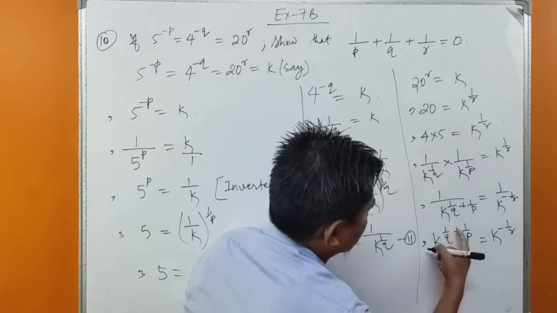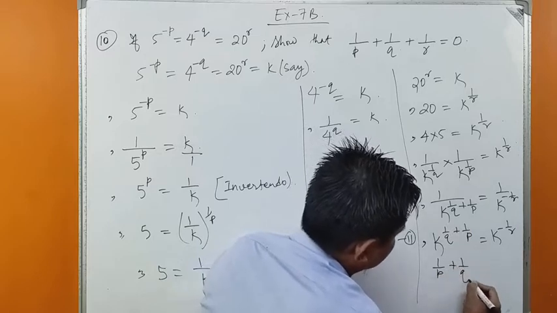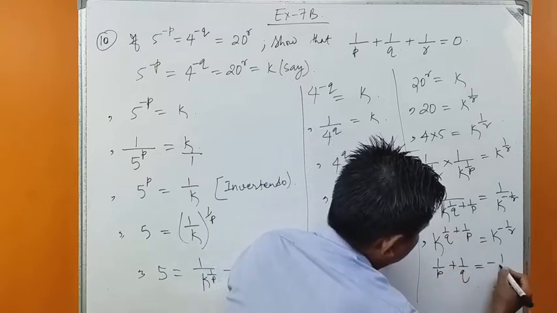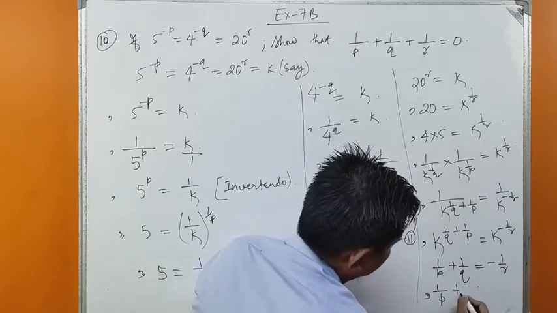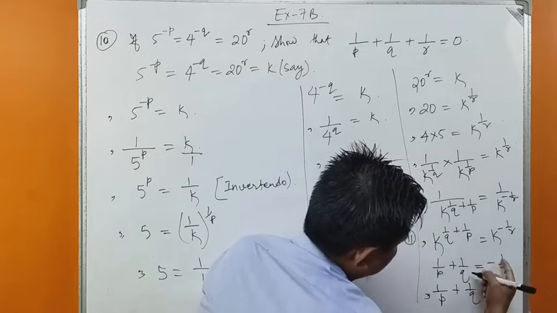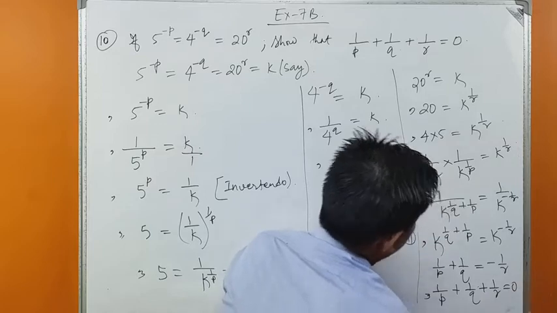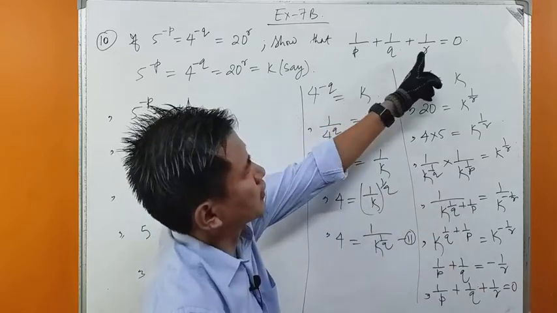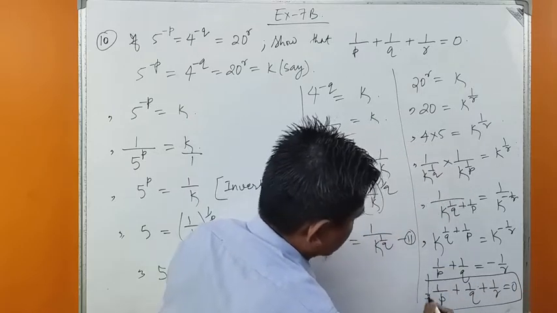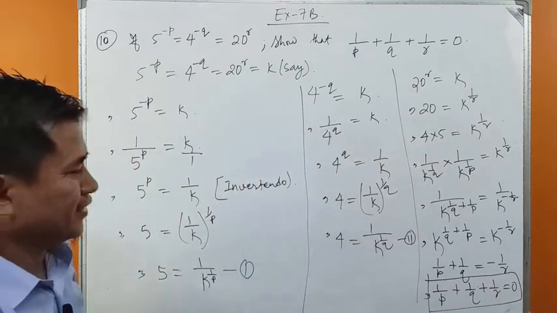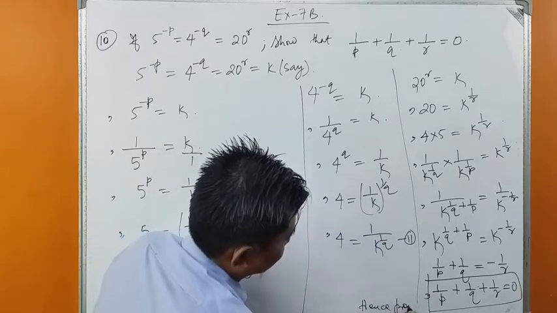So 1 upon q plus 1 upon p can be written as 1 upon p plus 1 upon q. Same thing, isn't it? Equals minus 1 upon r. Or you can write 1 upon p plus 1 upon q minus 1 upon r, we take to the right hand side, plus 1 upon r equals 0. So 1 upon p plus 1 upon q plus 1 upon r equals 0, isn't it? This is what we were asked to prove, and we have proved it. Hence proved. Okay, I hope you got this.